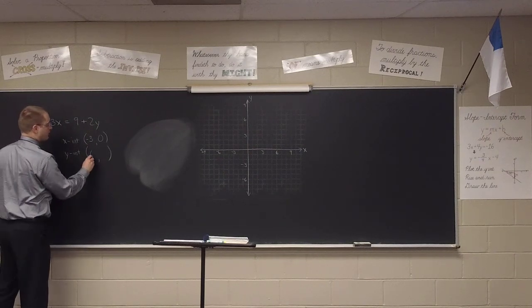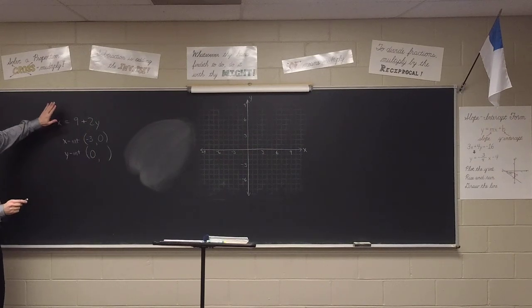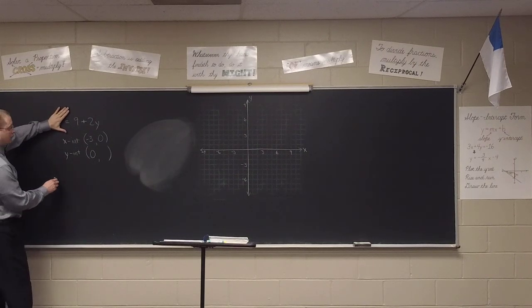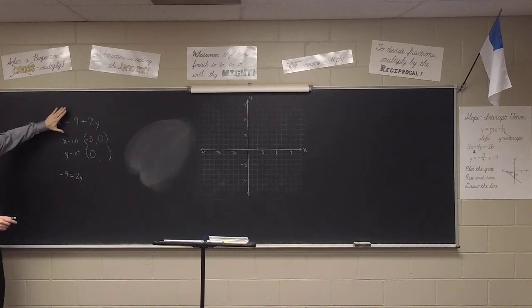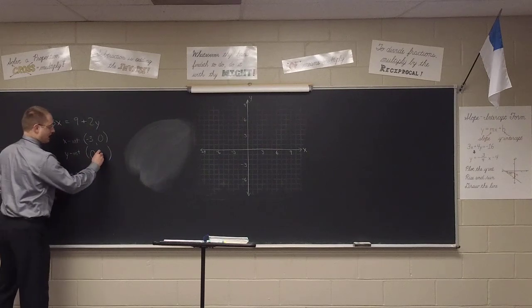X is 0, right? So plug a 0 in here and also put a 0 here, which makes the whole term drop out. Now, here it's going to take 2 steps. What do I need to do first, Gavin? 9 over. Okay, 9 over as a? Negative. Get negative 9 equals 2y. So what is y then? Negative 9 over 2. Good, negative 9 halves.